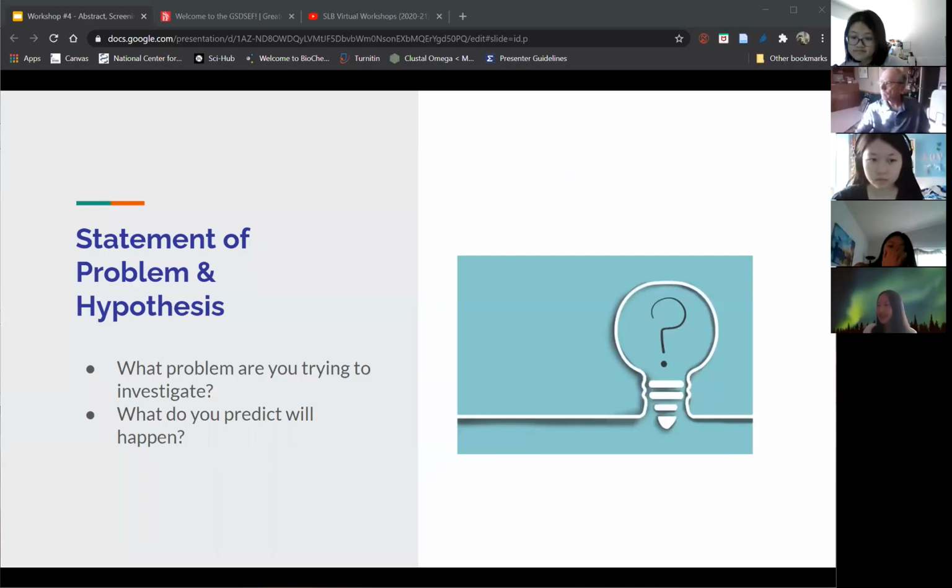The next part of your notebook is your hypothesis and statement of the problem. You should have come up with this when you were starting your research, but basically it's stating what you think will happen, what you predict, and what the initial problem was. In the breakout rooms, you can also ask us for individual help if you're not really sure how to phrase this.